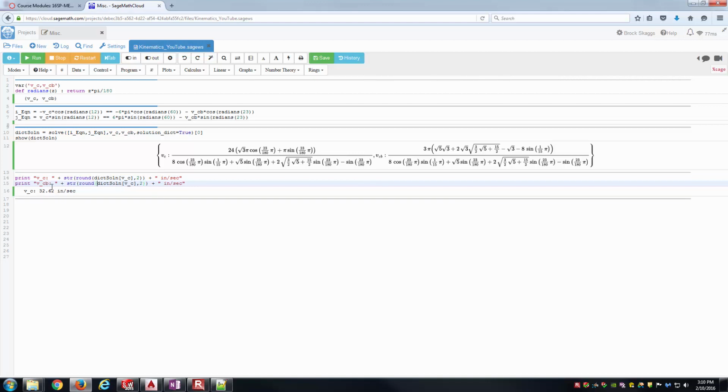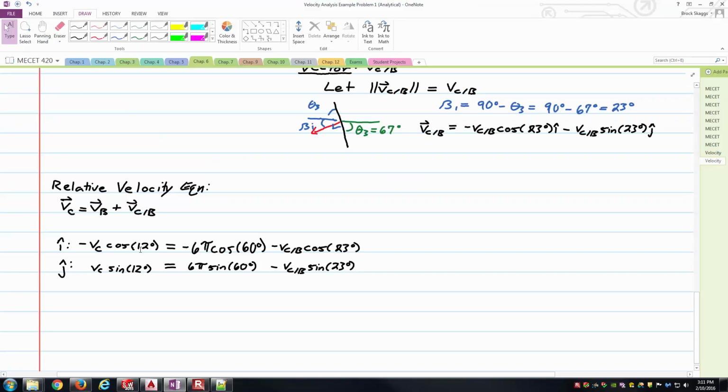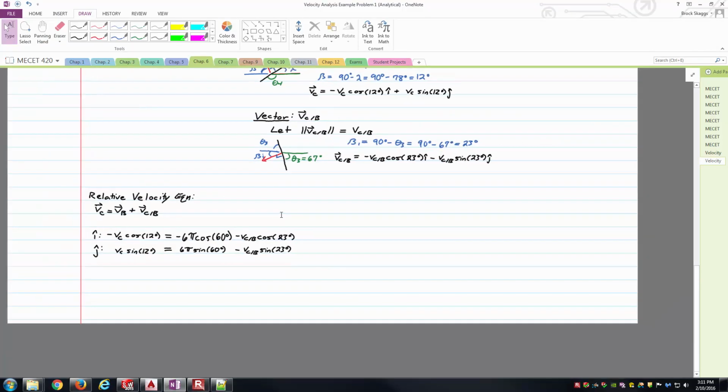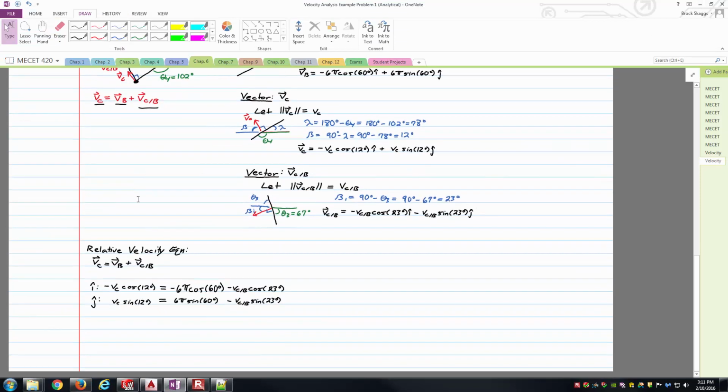VC relative to B, even though it's not needed directly for what we're asking for, we can see that's 24.42 inches per second. And so what this gives us is the magnitudes of our two vectors that we did not know before, VCB and VC. Also, they're both positive, so we assumed the correct directions here.